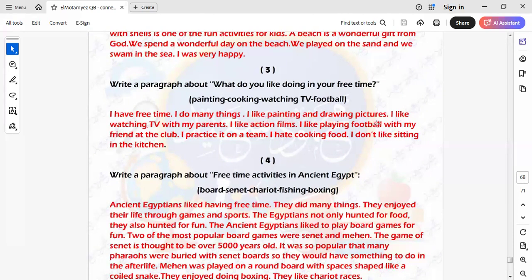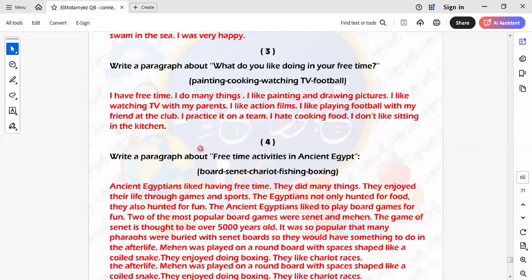I like painting and drawing pictures. I like watching TV with my parents. I like action films. I like playing football with my friend at the club. I practice it on a team. I hate cooking food. I don't like sitting in the kitchen.